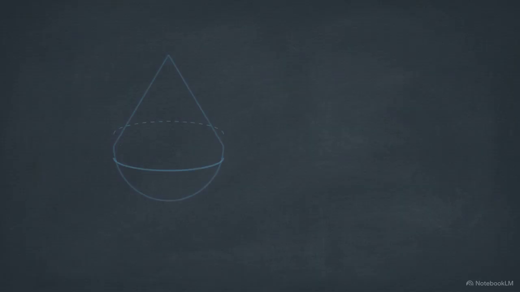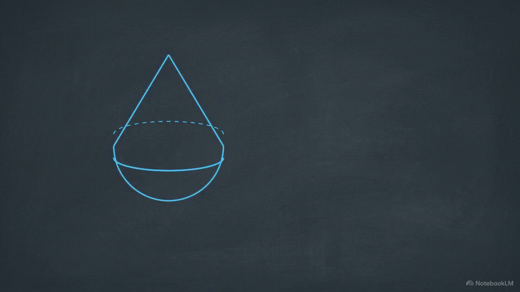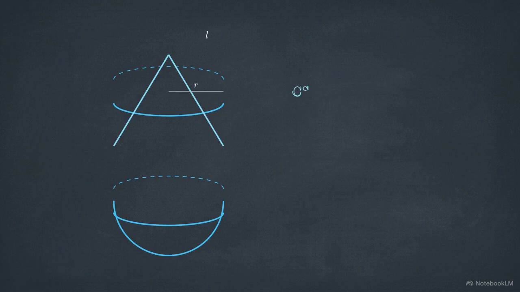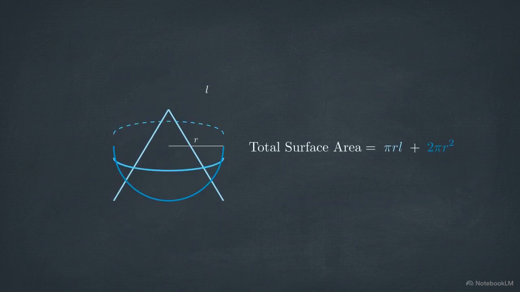To calculate the surface area correctly, we only measure what we can touch on the outside. On the top half, that is only the sloped exterior, so we use the curved surface area of the cone, pi rl. On the bottom half, we can only touch the outside of the bowl, so we use the curved surface area of the hemisphere, 2 pi r squared. Combine them, and the total surface area for the toy is simply pi rl plus 2 pi r squared. The hidden interior circles are completely excluded.